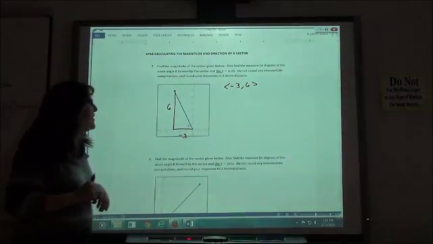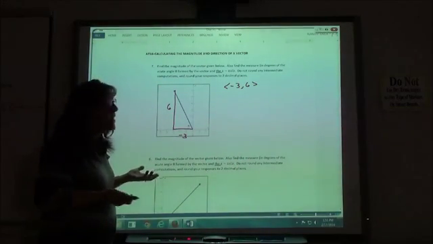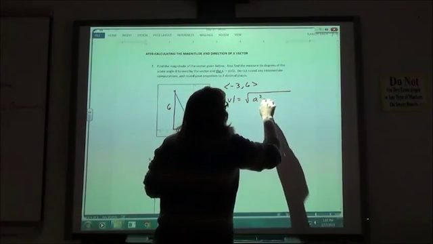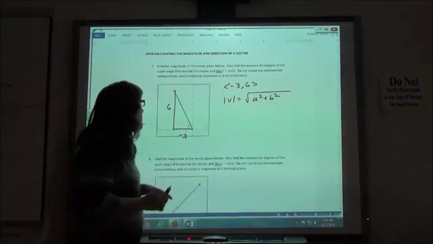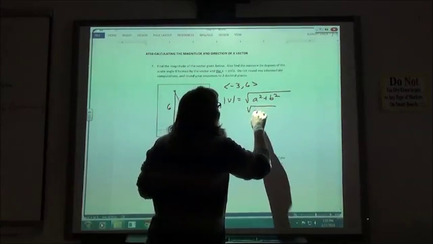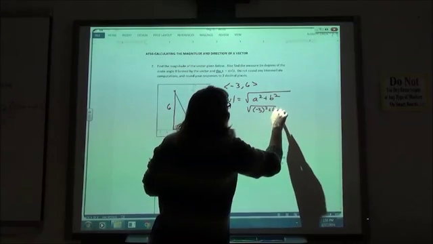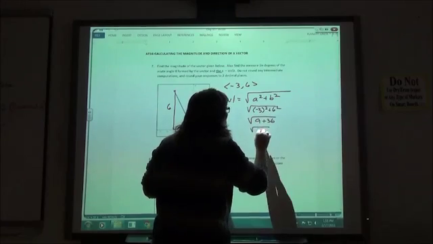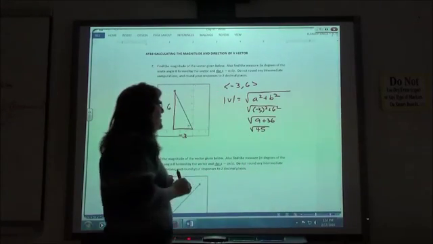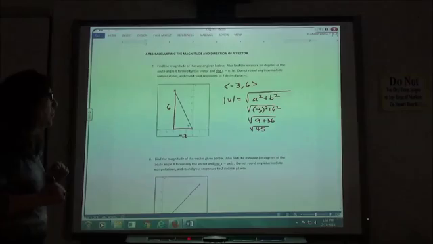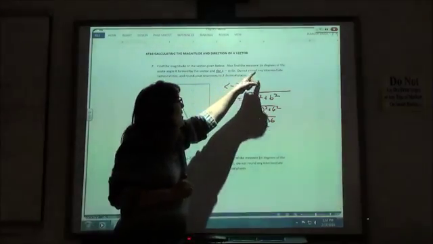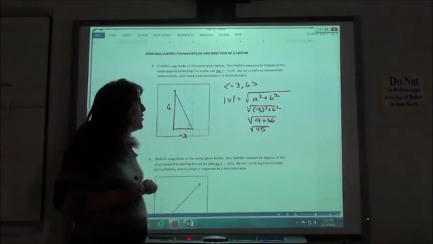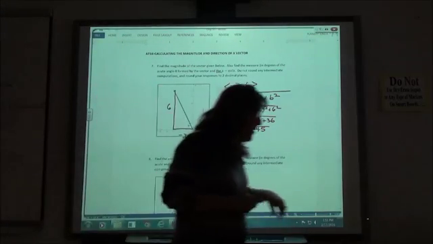We said to calculate the magnitude of our vector, we're using the Pythagorean theorem, and we said the magnitude of the vector was the square root of a squared plus b squared. And so we're going to take -3 squared plus 6 squared, which gives me 9 plus 36, which gives me the square root of 45. Instead of simplifying the square root of 45, up here in our directions, it says round your response to 2 decimal places. So we actually have to calculate what the square root of 45 is.